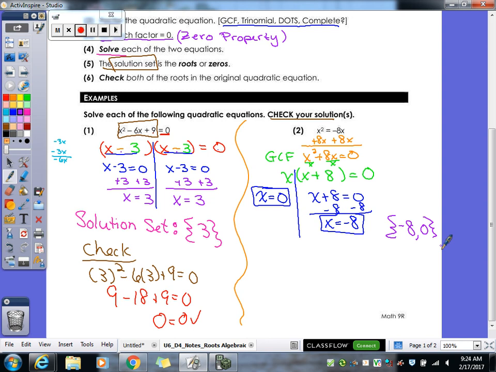So now what I want you to do is check it in your calculator. Now the one you're going to plug into your y equals is what you have when it's in standard form. So your x squared plus 8x is what you're going to type into your y equals. You're just going to type under y equals x squared plus 8x. So you should have a parabola that looks kind of like that, that hits at -8 and 0.